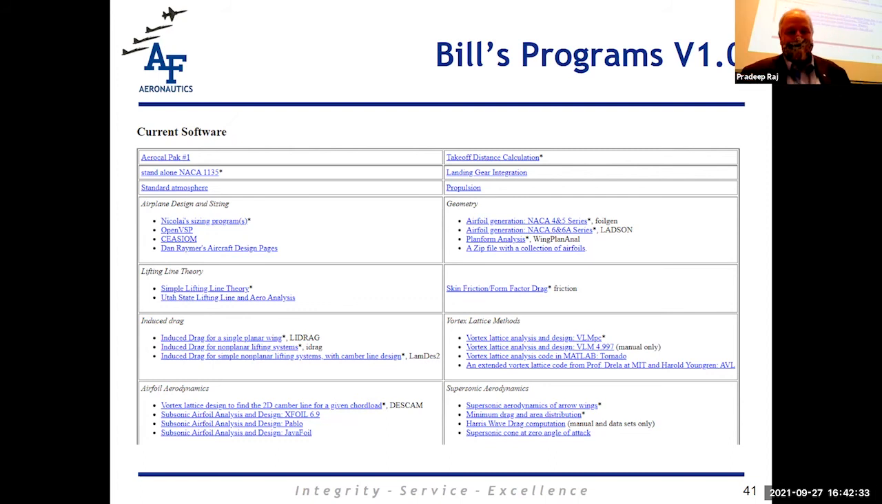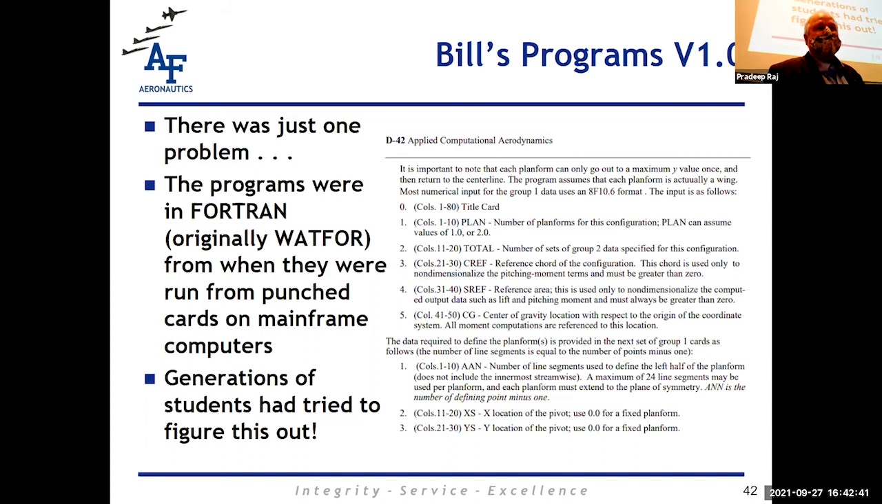The problem was those programs were all written in very old Fortran from the 1980s and still had inputs that had been written for punched cards on mainframe computers. And Bill never would change that. It's the program. I didn't write the program, somebody wrote the program. That's what it's gonna be.